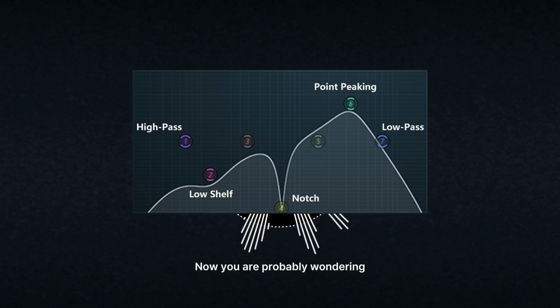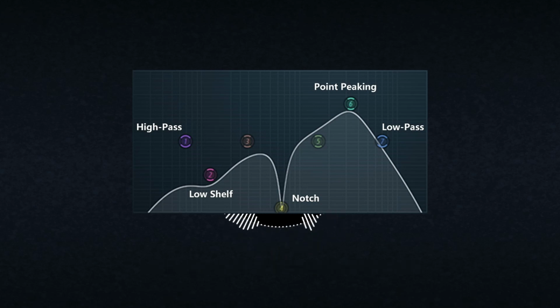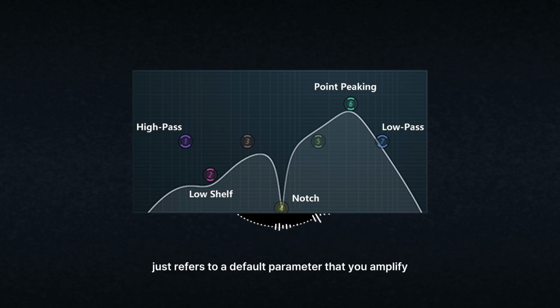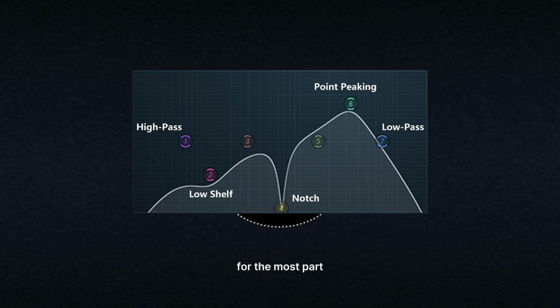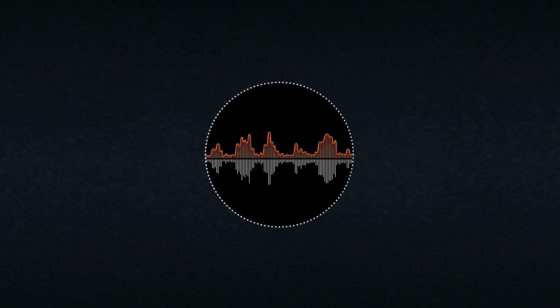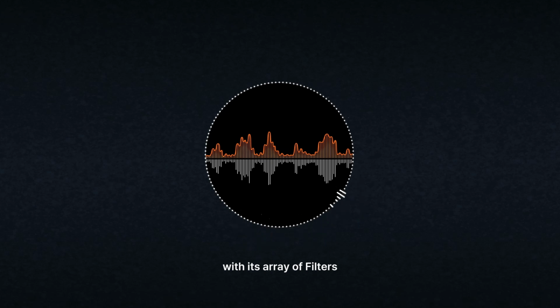Now you are probably wondering what is this point peaking on the example I gave you. Point peaking, or sometimes just called peaking, just refers to a default parameter that you amplify. You could say that it's a bandpass filter, but generally it's referred to as point peaking for the most part, since it does not cut off low or high ends. As you can expect, EQs can really bring a variation to your sounds with its array of filters.